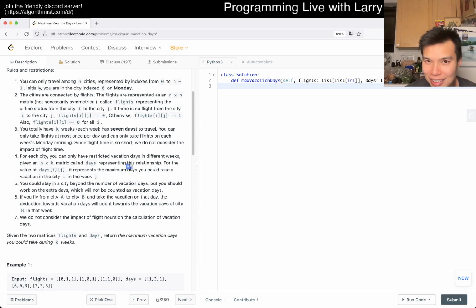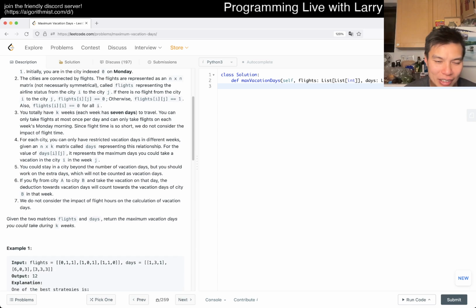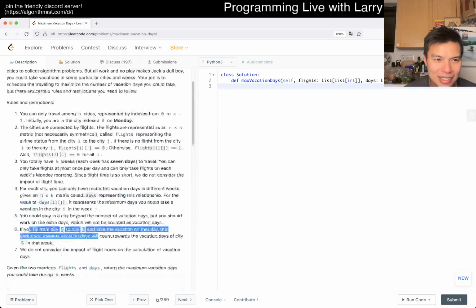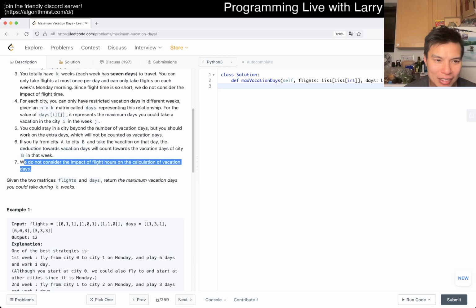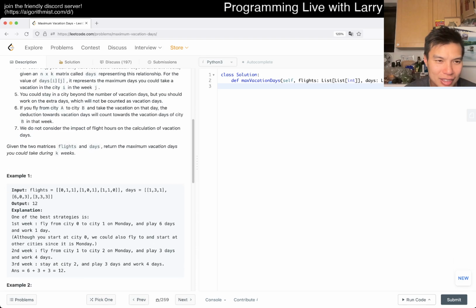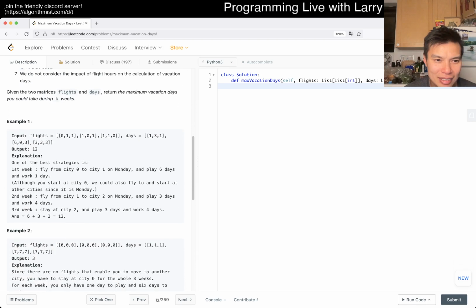Okay, fine. It kind of makes sense, but I'm just so tired. You could stay in the city beyond the number of vacation days, but you should work on the extra days, which would not count as vacation days. Okay, that's fine. If you fly from A to B and take a vacation on that day, the total will still count the vacation day. Okay, fine. You can only fly Monday, right? Alright, fine. We do not consider the impact on the... Okay, fine. There are so many details. Okay, so we start at 0.